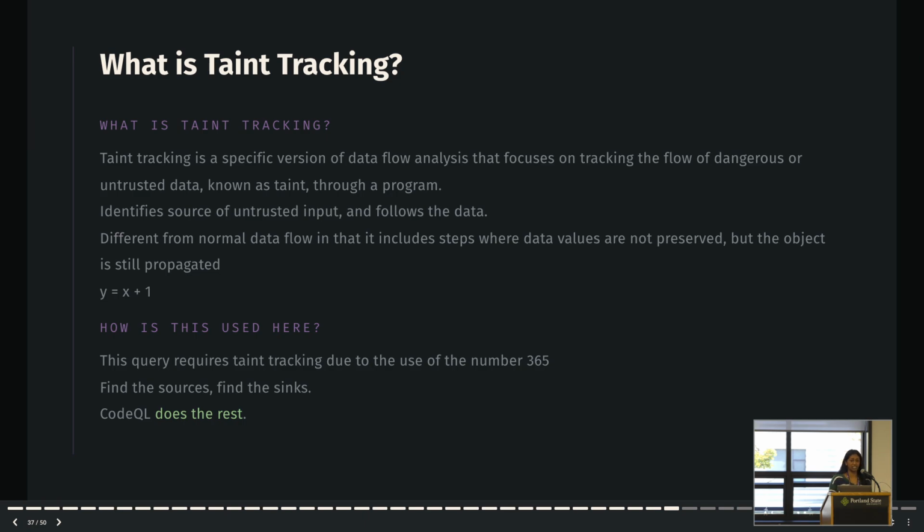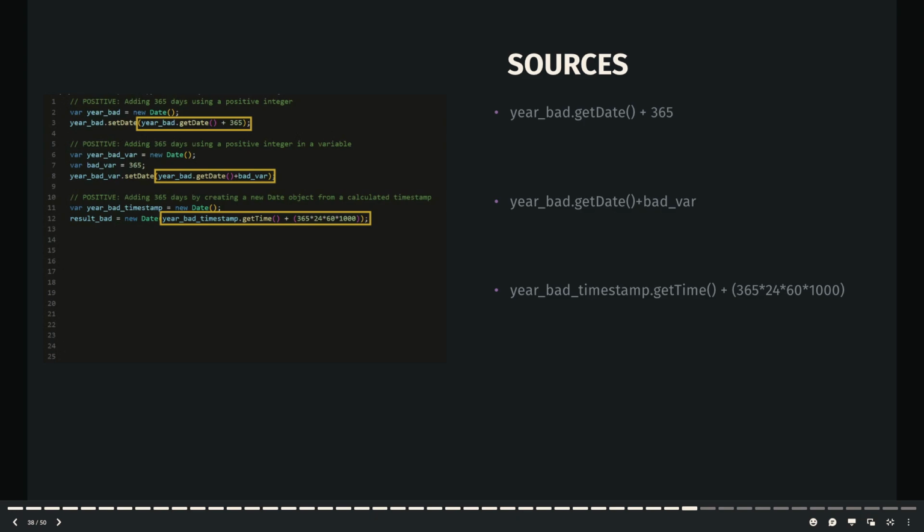CodeQL makes taint tracking extremely easy, so all we have to do is identify the sources of the taint and the sinks, and CodeQL will find the paths between them. So since we're looking for the sources and sinks, we're going to be starting with the sources. To find the sources, we need to find the specific pattern that leads to the problem. In this case, it's anything that involves the addition of 365 to another value.